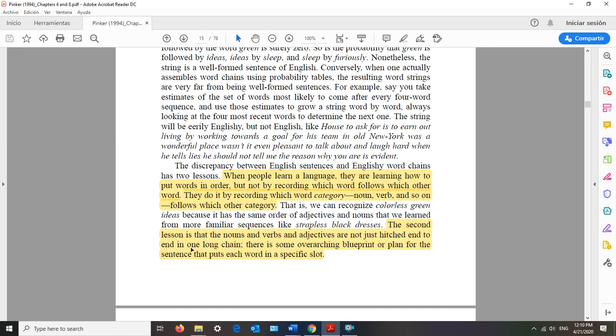And then the second lesson that Pinker points out is that the nouns and verbs and adjectives are not just hitched end to end in one long chain. There is some overarching blueprint or plan for the sentence that puts each word in a specific slot. So this pertains to Cook's pointing out the existence of a principle, the structure dependency principle, that explains that a sentence is more than putting words one after the other, but that there is a plan, that there is a pattern that sentences follow, and this pattern is underpinning what we actually hear or see in written form, but it's still there, making the sentences possible.